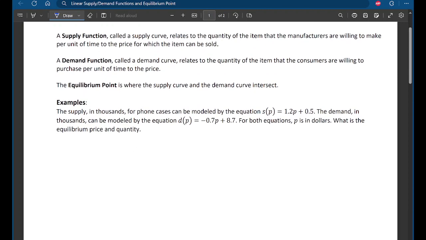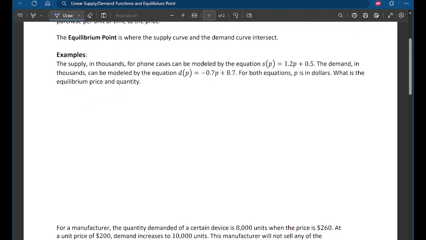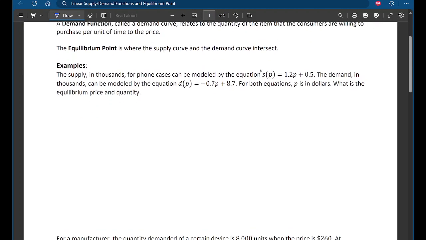So we know from the definition up here that the equilibrium point is where the supply and the demand curves intersect. Or another way to think about it is when they are equal to each other. So what we're going to do is take our supply, S, and our demand, D, and set them equal to each other. So 1.2P plus 0.5 is going to equal negative 0.7P plus 8.7. And all we do now is solve.